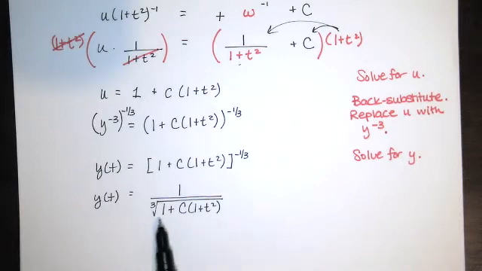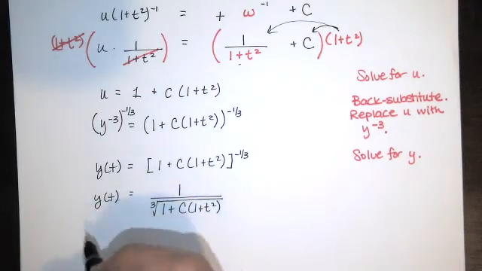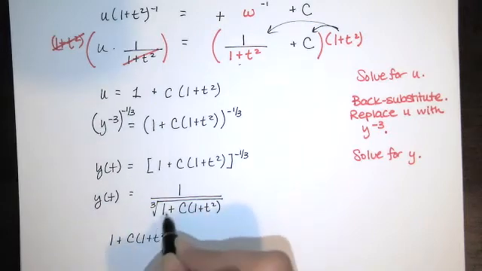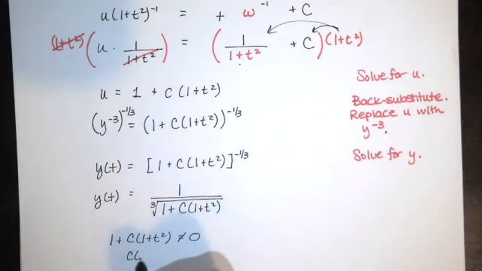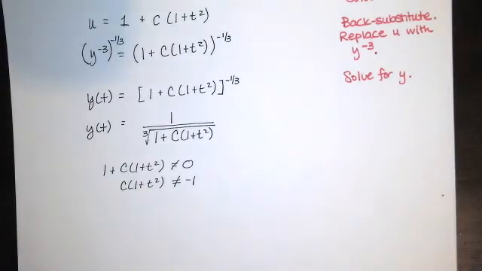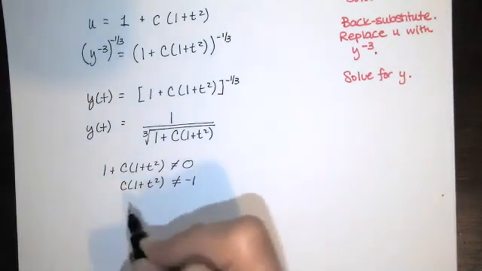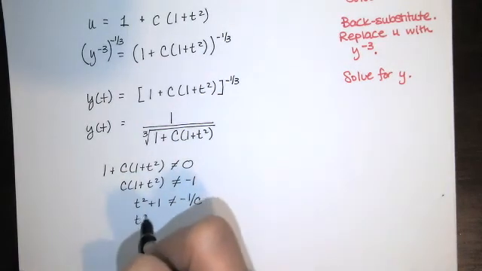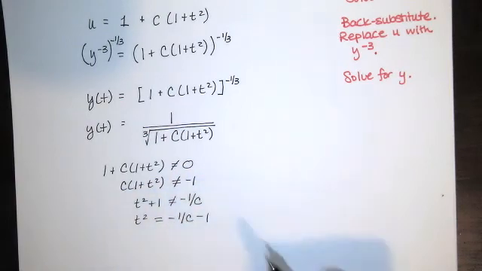So yeah, let's look at this, but we also can't have a 0 in the denominator here. So c times 1 plus t squared is not allowed to equal -1. I'm trying to think, is there any value of t that would ever give us a -1 there? Well, if we're trying to have a restriction on t, I guess we'd have t squared plus 1 is not allowed to be -1 over c, and t squared is not allowed to be -1 over c minus 1.